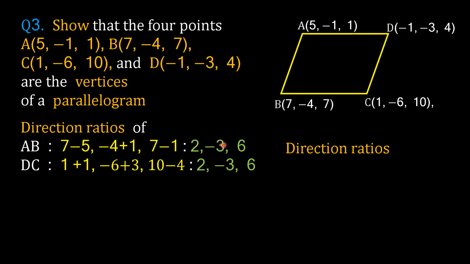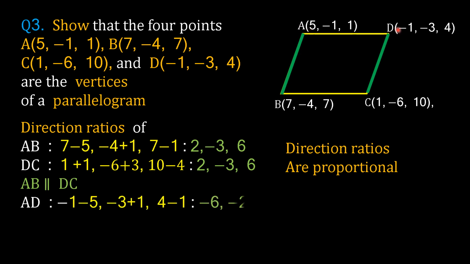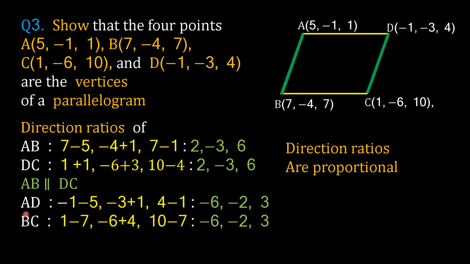Here, since the direction ratios of AB and DC are proportional, we can say that AB is parallel to DC. Side AB is parallel to side DC. Next, we will find direction ratios of side AD, which will be minus 1 minus 5, minus 3 plus 1, 4 minus 1.